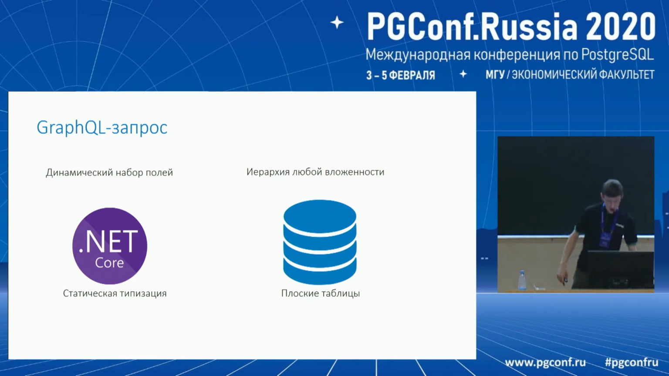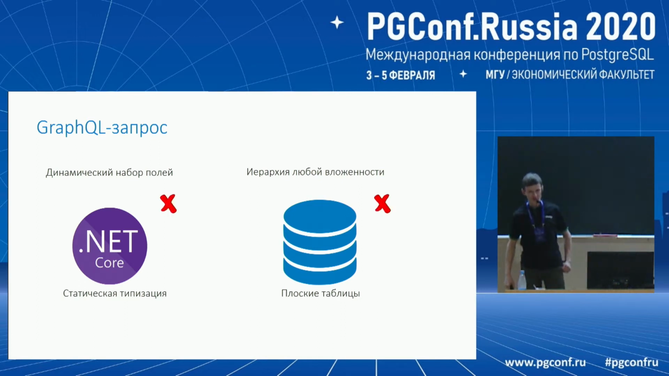Let's have a look at our stack. .NET in our case looks like Java. It's a compiled language with static typing. That means that we cannot change types of objects at runtime, and the number of fields in the types is static and does not change. So with dynamic data, it is hard to apply those languages. All your queries are returned in the form of flat tables. So the problem with hierarchy arises. So we basically don't hit any of those points.